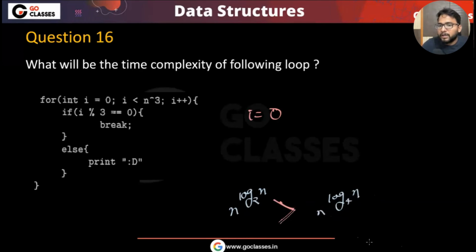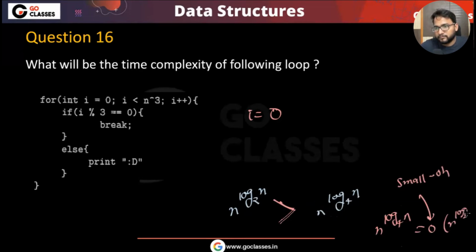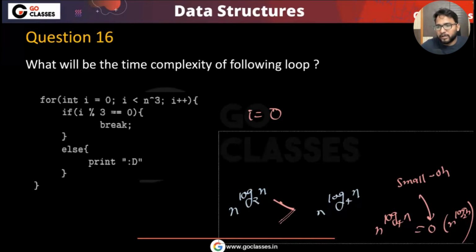Strictly greater means what? That you can even say small o. You can say n power log 4n is small o. Strictly greater means small o. So you can't always ignore this base. It depends if it is an exponent or not. If it is not an exponent, then you can ignore. Otherwise, you can't ignore.